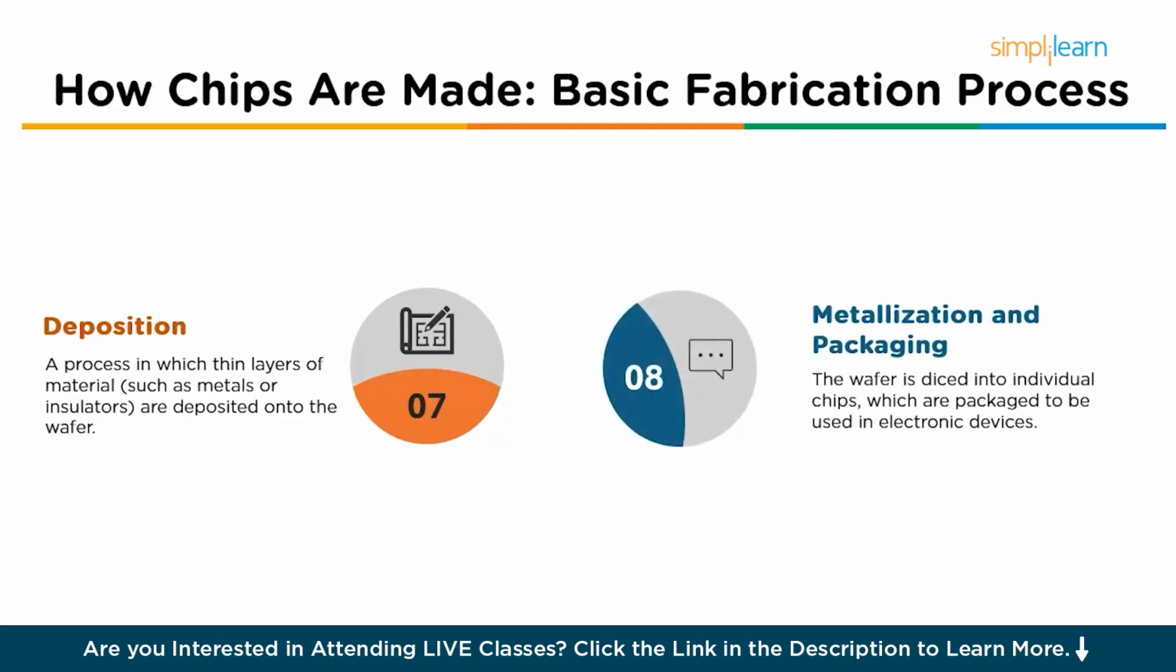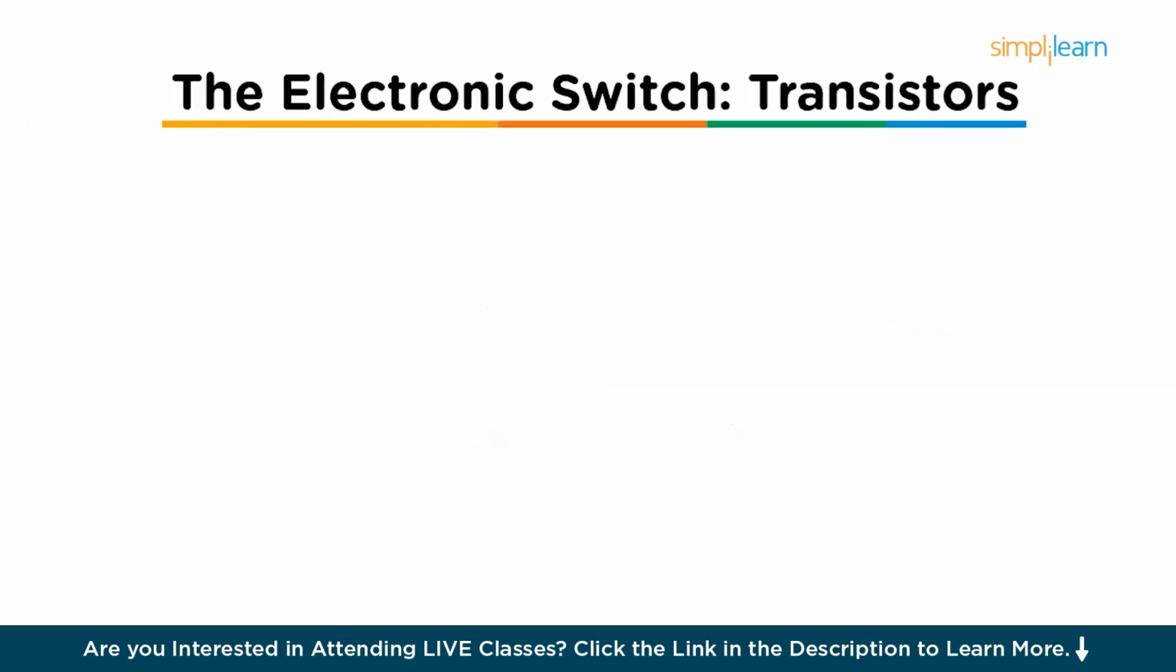After the various layers are created, the wafer is subjected to a metallization process in which metal, usually aluminum or copper, is deposited to create electrical connections between transistors. Finally, the wafer is diced into individual chips, which are packaged to be used in electronic devices. So now let's jump into the transistor, the electronic switch.